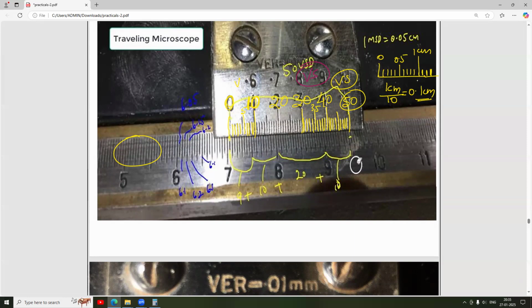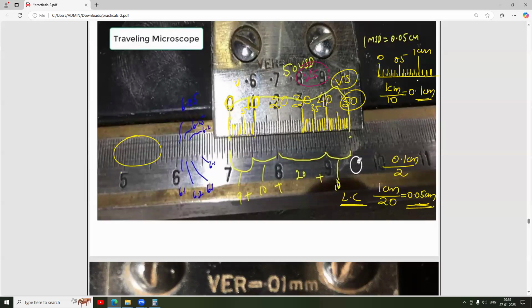But if you divide it again into smaller parts like this, 0.1 centimeter is also divided into smaller parts like this. Then what happens is, between 0 and 1 centimeter, you will have 20 lines. So 1 centimeter will be divided into 20 parts. That comes to 0.05 centimeters because the earlier 0.1 centimeter value is divided again into 2 parts. That is the least count of the traveling microscope.